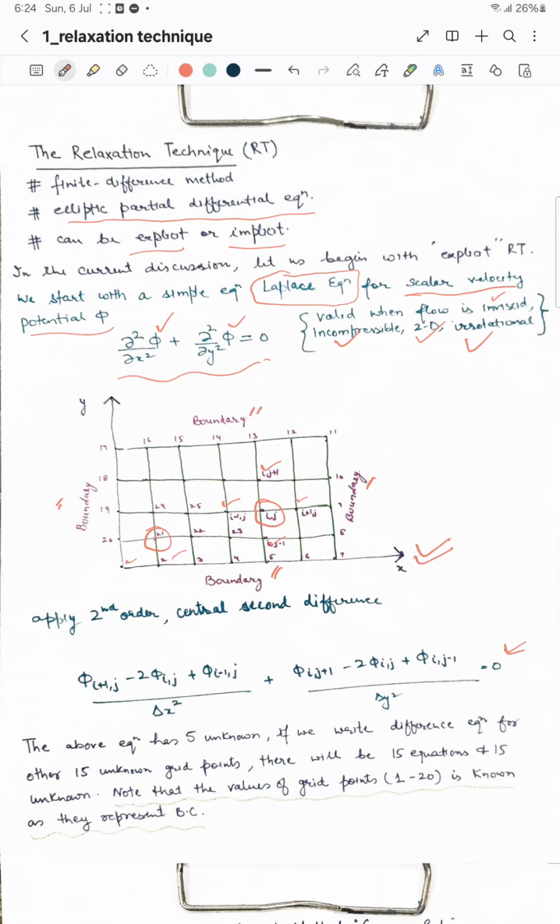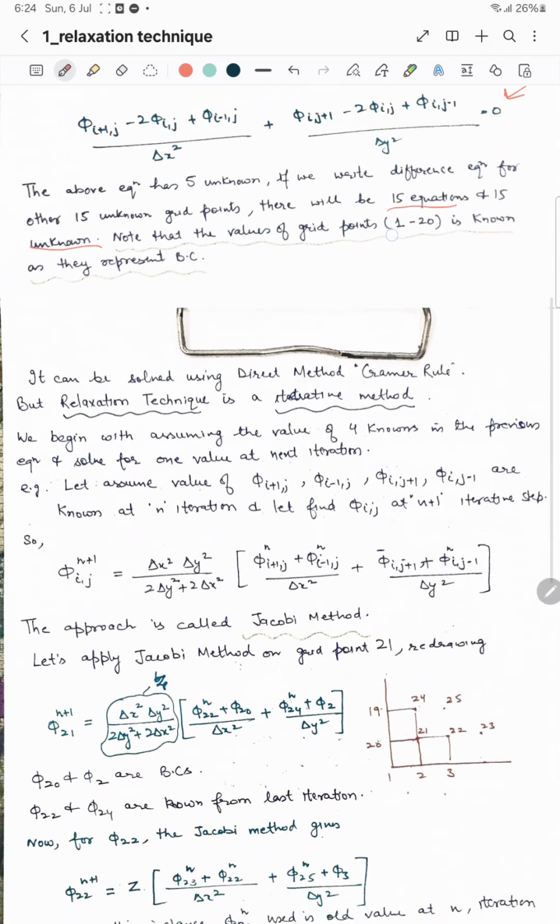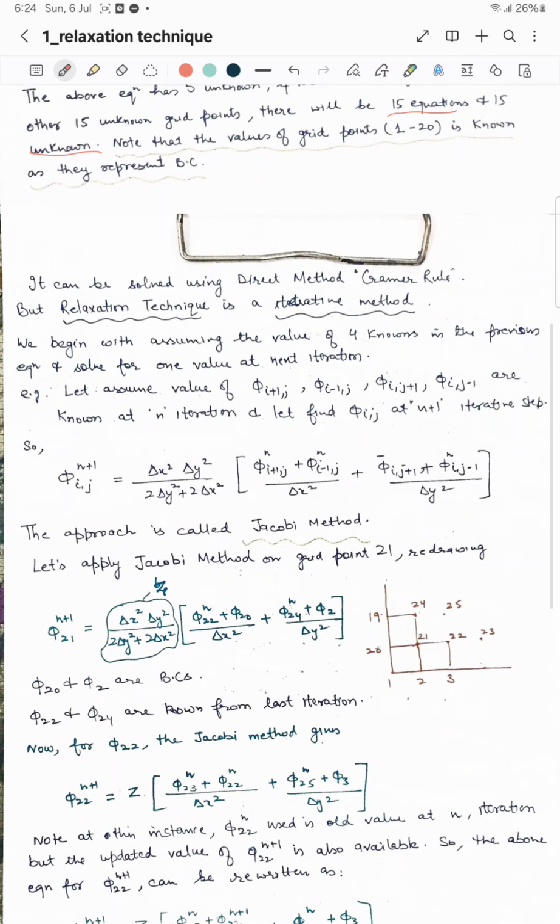So there is a way which is called the direct method. There are going to be 15 equations and 15 unknowns, and we can use a direct method, a popular method, Cramer's rule, to find the solution. But this is going to be really tough because the matrix size will increase as the number of grid points increases. So a much apter method for this type of problem is to go for an iterative method.